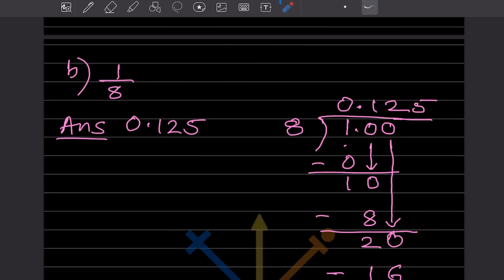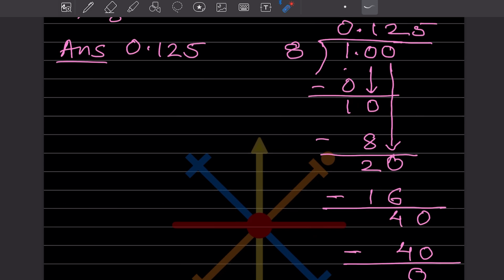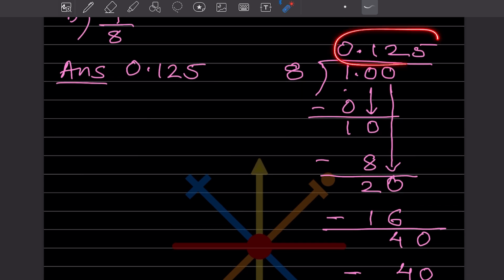Now again from here, see here, the numerator is smaller, so we can put 1.00. So 8 times 0, 0 point is 0. So this 1 will come over here. That will be 1 minus 0 means 1. Then the 0 will come here. So 8 times 1 is 8. Now look at here. This is 2 and this is 0. So 8 times 2 is 16. So now you will put here 4 and here 0. 8 times 5 is 40. So this will be 0.125.